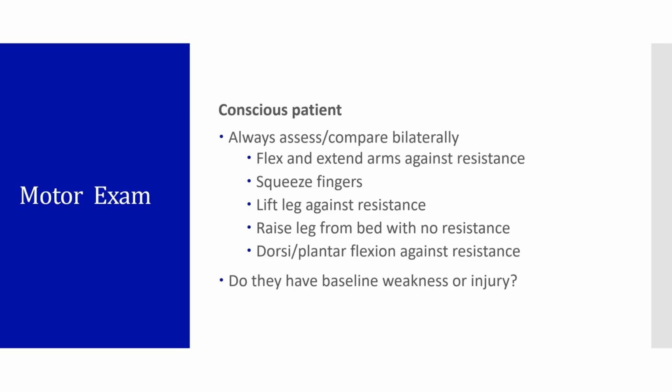Motor exam is going to be variable, what you can obtain based on the level of consciousness of your patient. Always assess and compare bilaterally. Look at your strength in uppers and lowers, distal and proximal. It's important, again, to evaluate for any sort of baseline impairment. If they've got a torn rotator cuff, if they've got lumbar pain that causes them to have difficulty lifting their leg off the bed, make sure that you know what's acute, what's chronic.